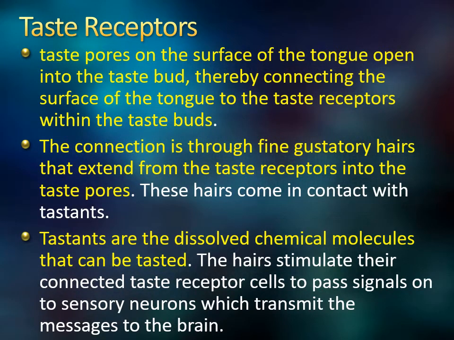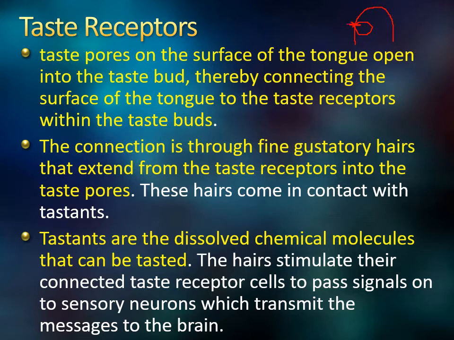The taste pores on the surface of the tongue open into the taste bud. So, I'm terrible at drawing, but let's assume for a second you've got the little bump, and then you've got the taste bud here. The taste pores are like little openings at the top here, right? So it's like a little hole, so it goes down there. So the taste pores on the surface of the tongue open into the taste bud, thereby connecting the surface of the tongue to the taste receptors within the taste buds. The connection is through fine gustatory hairs.